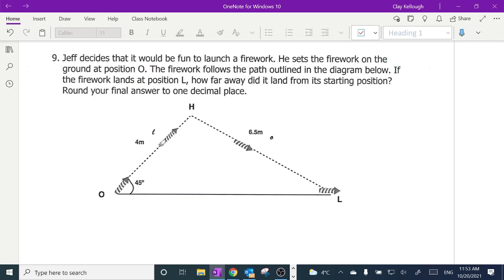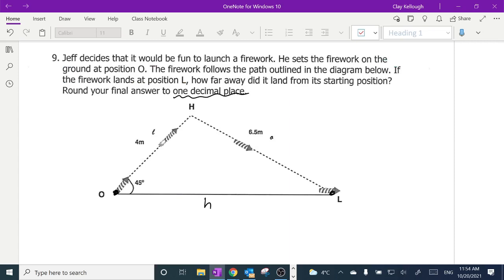All right. So, if I'm calling the point where he rocketed the firework off somebody H, and my goal is to find out the distance from where it started to where it ended, I'm actually looking for little h. That's how long that line is. And from there, I also want to know, if the firework lands at position L, how far away from its starting point? And this time, look out, it tells us to round to one place. If that's little h, this is already labeled, that's a little o, and this is little l. And I think I'm ready to do this one straight up.